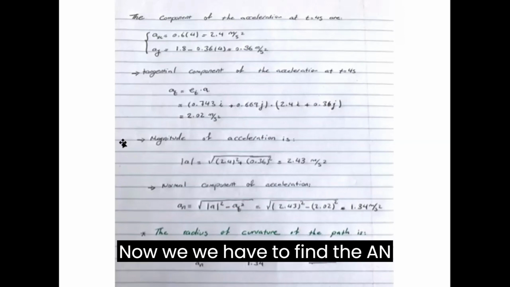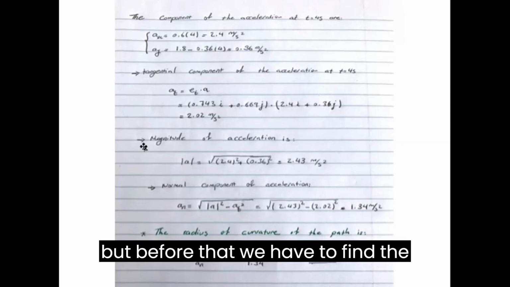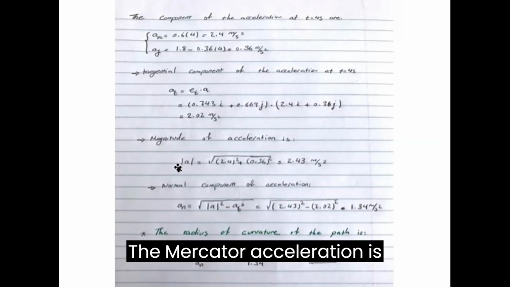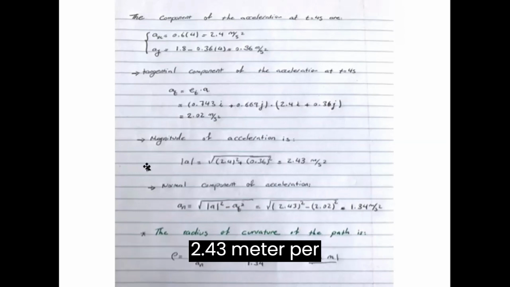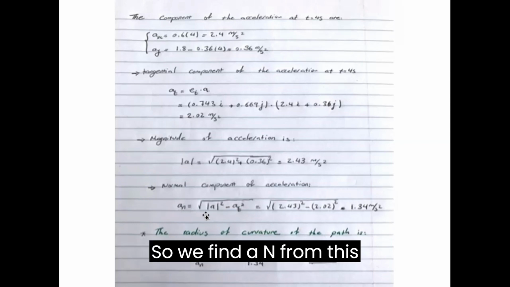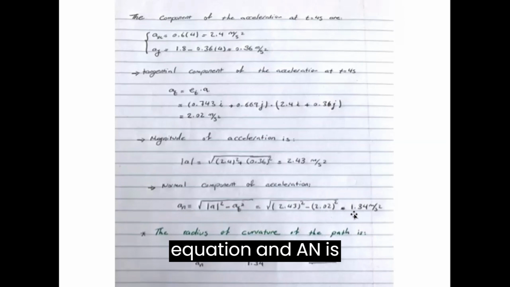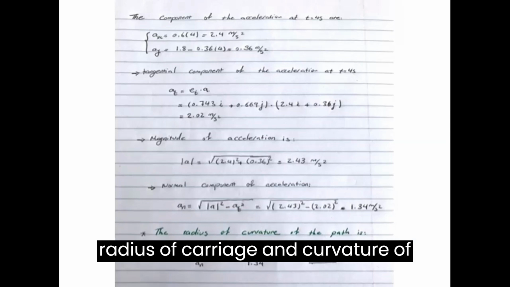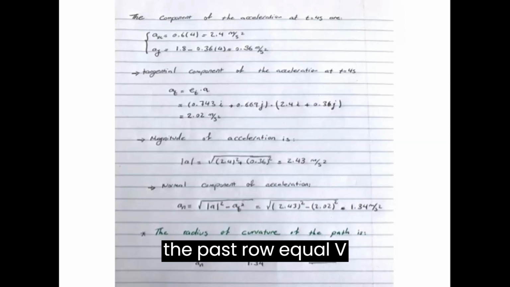Now we have to find a_n, but before that we have to find the magnitude of the acceleration. The magnitude of acceleration is 2.43 meters per second squared. So we find a_n from this equation, and a_n is 1.34 meters per second squared. The last step is finding the radius of curvature of the path. Rho equals v squared over a_n. The answer is 31.2 meters. Thank you for watching.